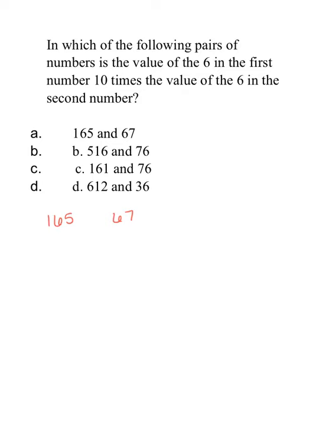I know that in both of these numbers, the 6 is in the tens place, which means it has a value of 60. So since the values are the same, one cannot be 10 times the other. If I look at B, 516 and 76, the 6 in both of those numbers is in the ones place and has a value of 6. So again, the values are the same.